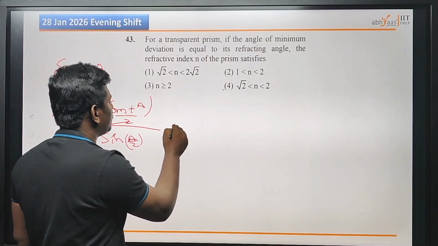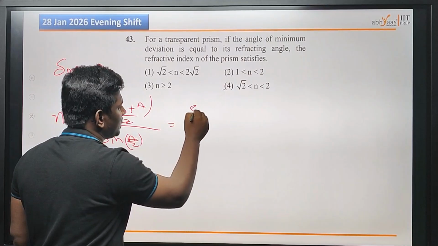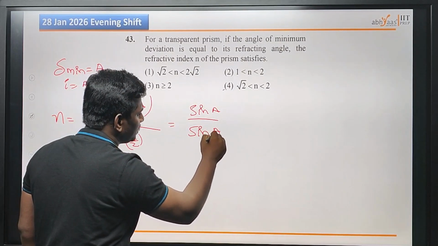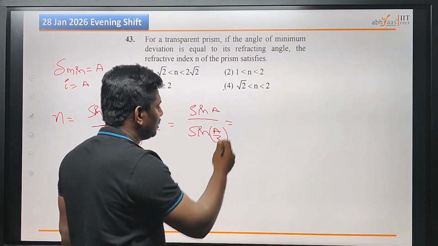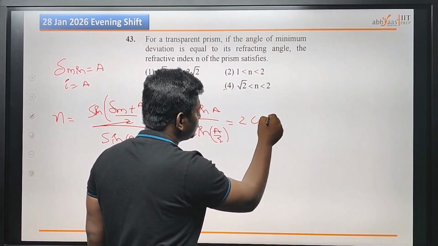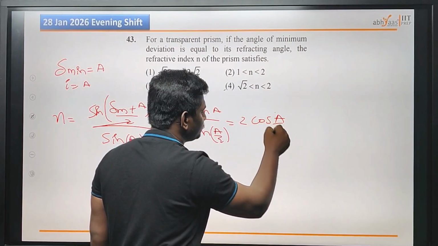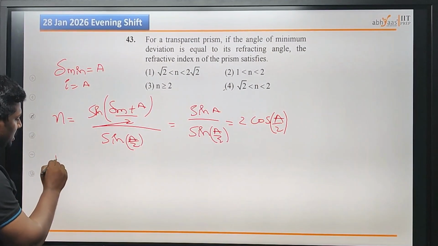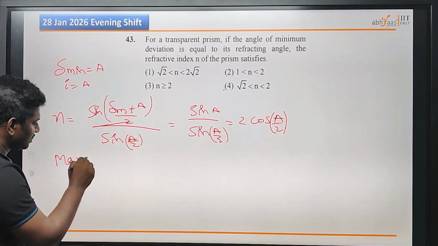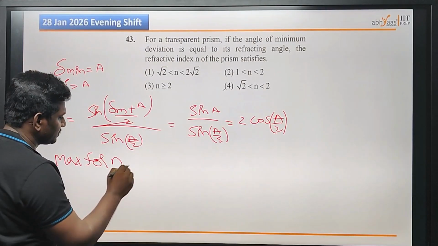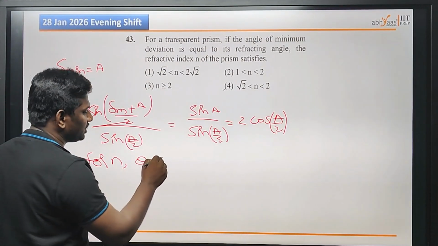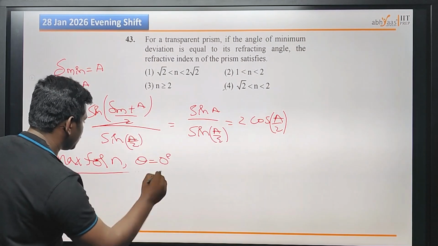Replace delta m by A, you will get sin A by sin A by 2. If you solve this one, you will get 2 cos A by 2. What is the maximum condition for n? That is nothing but theta must be equal to 0 degrees. This is the max condition.